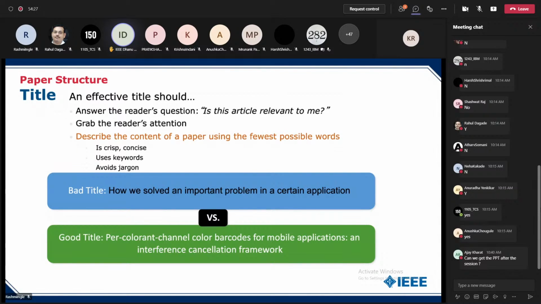And here's an example of a good and a bad title. So you can see the good title explains exactly to the point, but the bad title is something which leaves you nowhere. So this is very important as well.